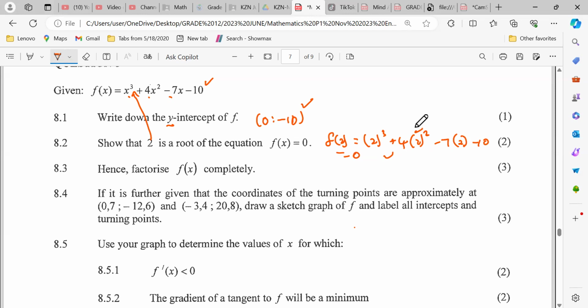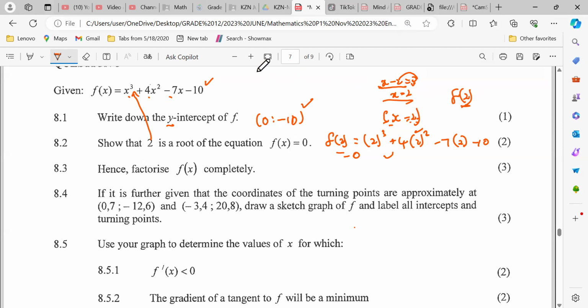In fact, let's do it this way. It is a root, and the factor is x minus 2. Let's also take this opportunity to teach you: if they say show that x minus 2 is a factor, you don't put minus 2 there. You say x minus 2 should be 0, and then you take the 2 to the other side, so x is 2. Then you prove by saying f of 2, everywhere you see x you put 2. So x minus 2 is a factor, and 2 is a root.